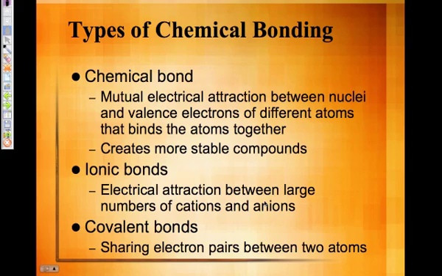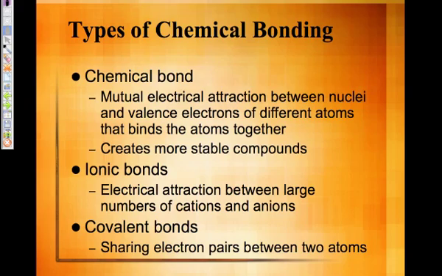Ionic bonds are electrical attraction between large numbers of cations and anions. What's a cation? What's an ion in general? It's an atom that has a charge. A cation has a positive charge, and an anion has a negative charge. The way you can remember that, cation has a t, which looks like a plus. Cation is a positive charge, anion is negative.